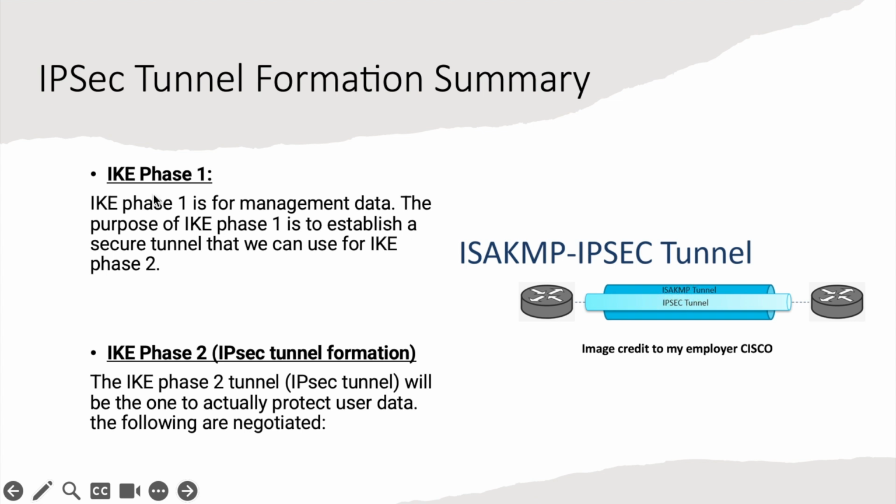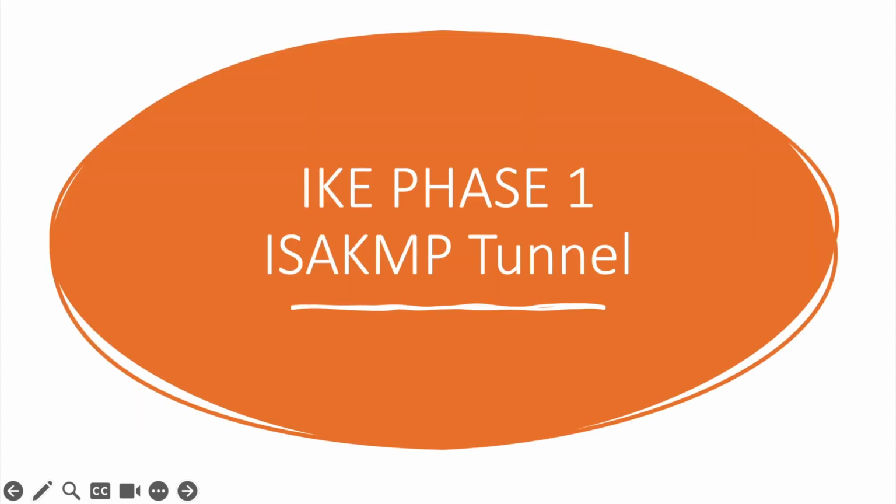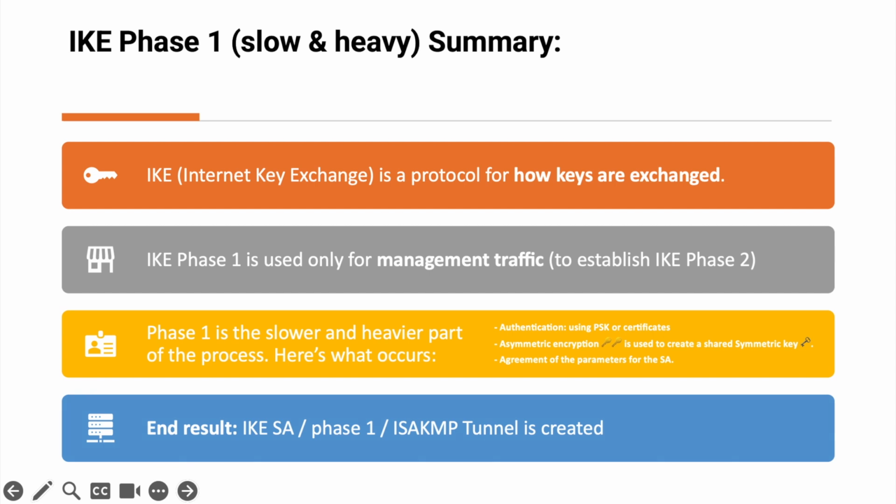Sometimes they call IKE Phase 1 the ISAKMP tunnel, and then Phase 2 is called the IPsec tunnel. The IPsec tunnel forms within the IKE Phase 1 tunnel. So the IKE Phase 2 tunnel is the one that's actually protecting the user data. Ignore that, we'll be looking at this in a few minutes. So let's start by looking in more detail at IKE Phase 1, the ISAKMP tunnel, if that's how you pronounce it.